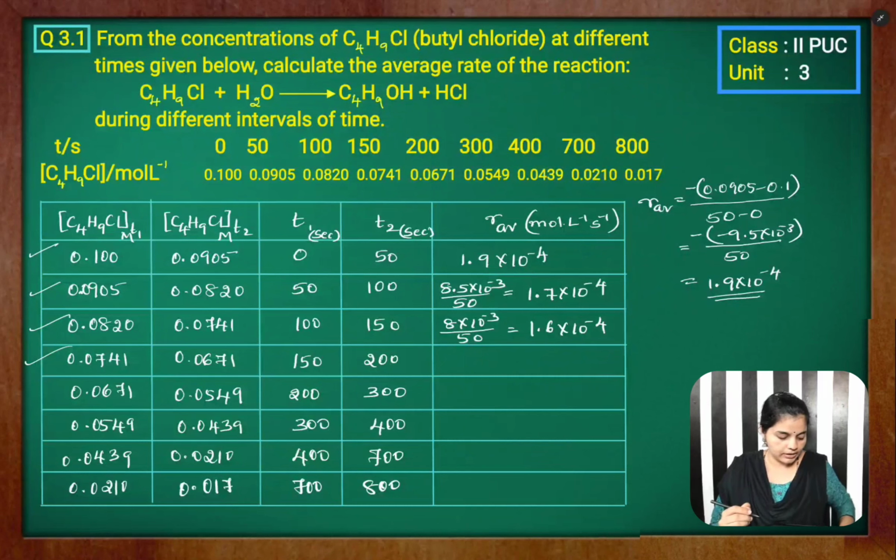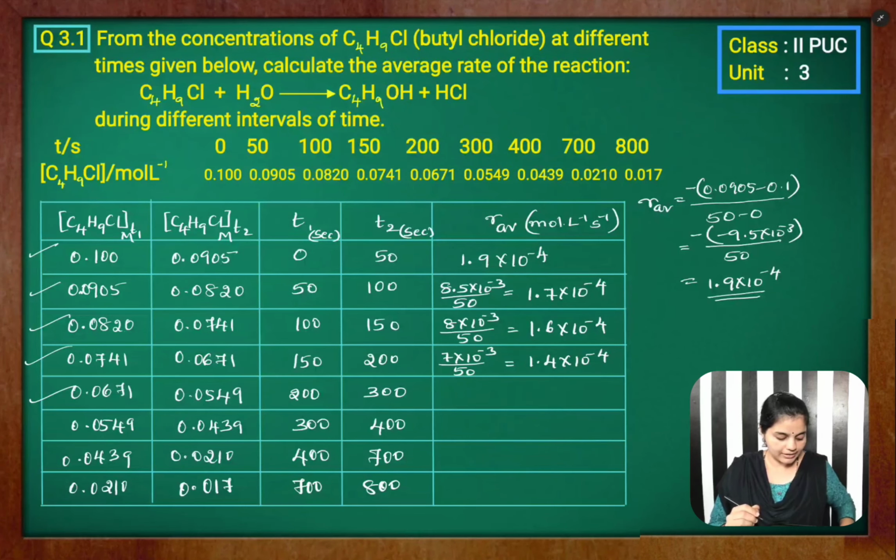Fourth one, minus of 0.0671 minus 0.0741, which is equal to 7 into 10 to the power minus 3 divided by 200 minus 150 is 50, and that's equal to 1.4 into 10 to the power minus 4 mole per liter per second.